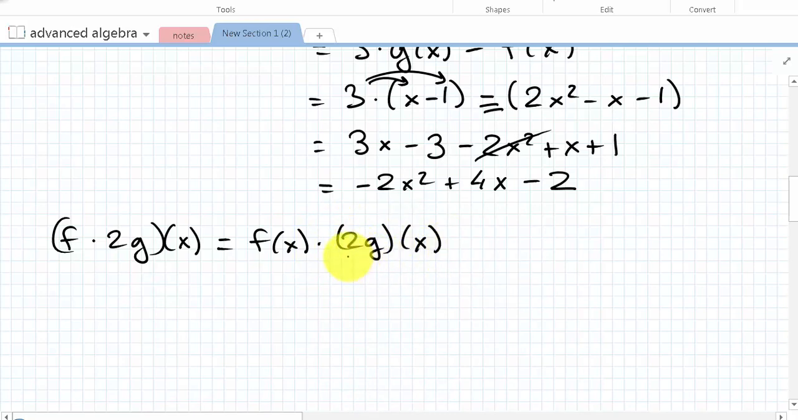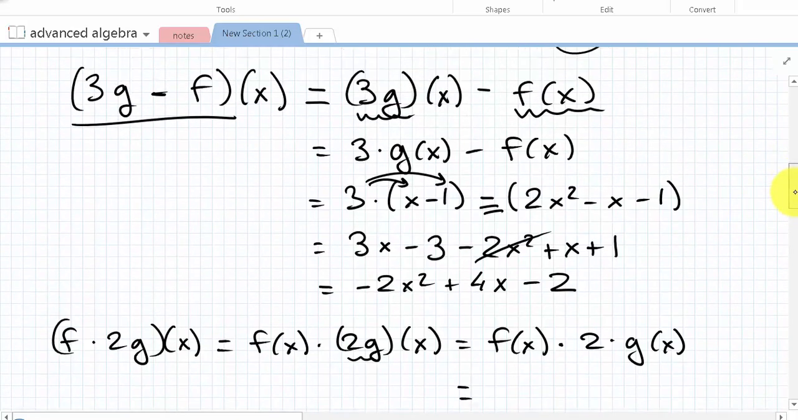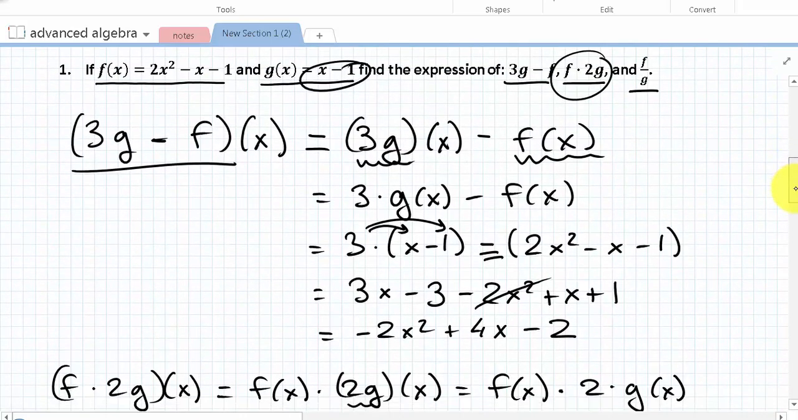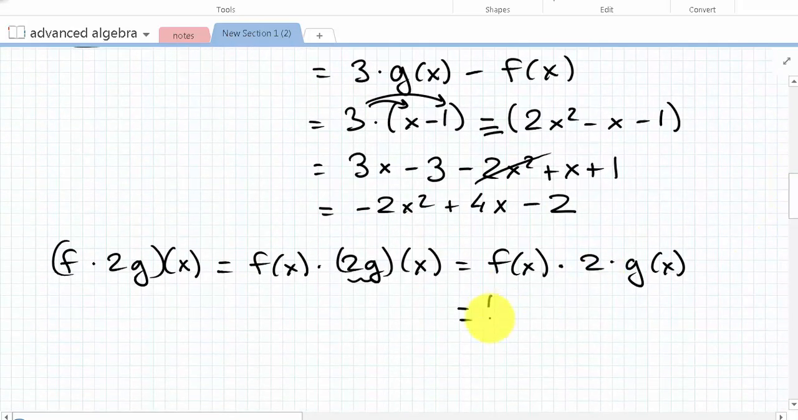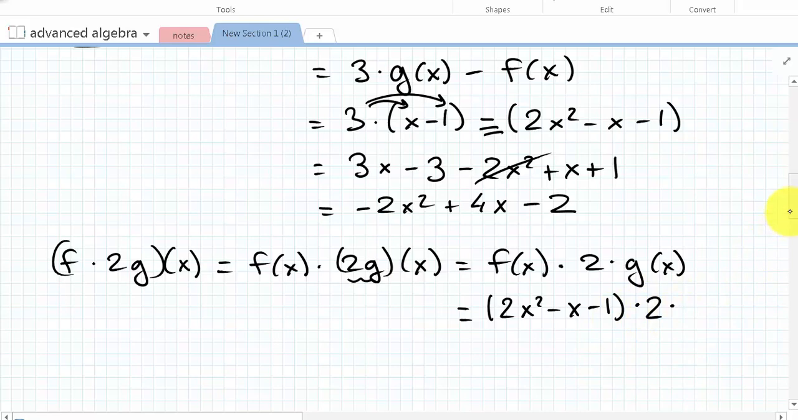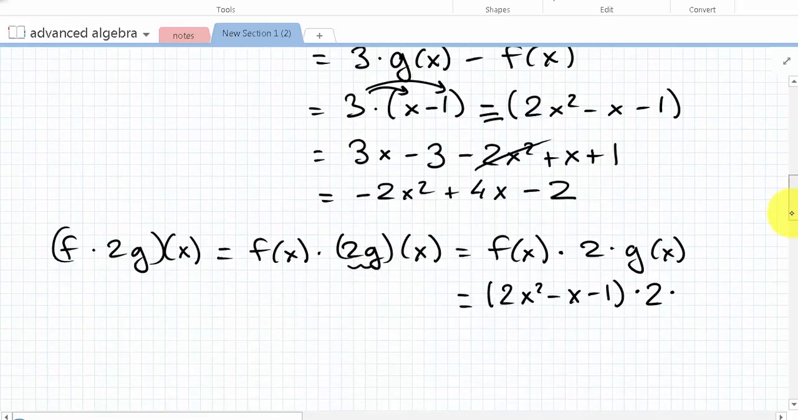So again, I need to go further with this one. So it is f of x times, what is 2g of x? It is 2 times g of x. So now it's pretty simple. Let's grab the expression for f and for g. So f is 2x squared minus x minus 1. So it is 2x squared minus x minus 1 times 2 times, and g of x is x minus 1.